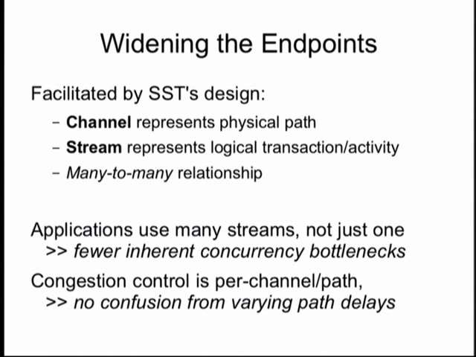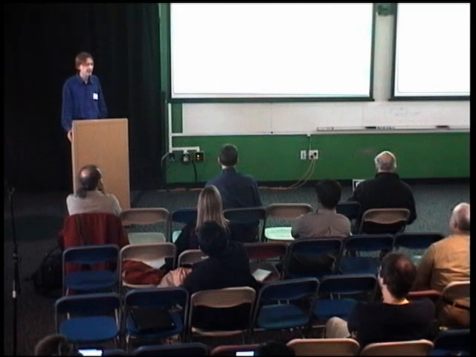Actually, in another particular way in which SST's design facilitates multi-homing and this kind of parallelism is the fact that congestion control is automatically per channel, and thus per path, so you don't have to worry about confusing the congestion control algorithm because of the varying delays of different network paths. Those are just a couple of considerations anyway. I'm sure there are plenty more that I've missed, but there's a lot more work and thought that needs to be done. And so that's what I have.